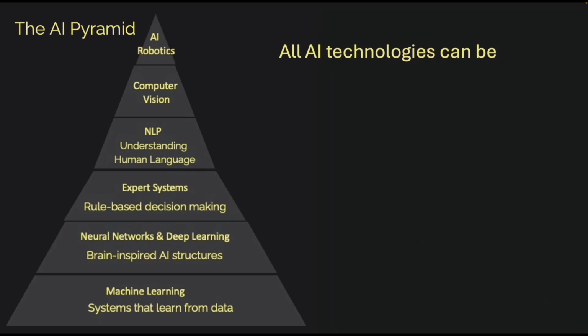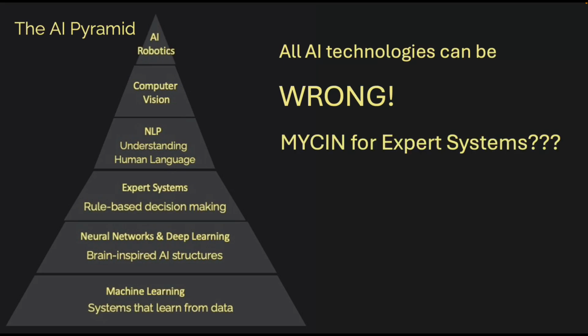Now, it's very, very important to remember that all AI technologies can be wrong. This is really important. And a great example of how they can be wrong came up when I was doing this pyramid. I did some of this content in Claude as I was writing this out and double checking it. I asked, give me an example of something for expert systems. And it came back with this healthcare application called, I assume this is pronounced, Mycin. Well, that seems kind of strange.